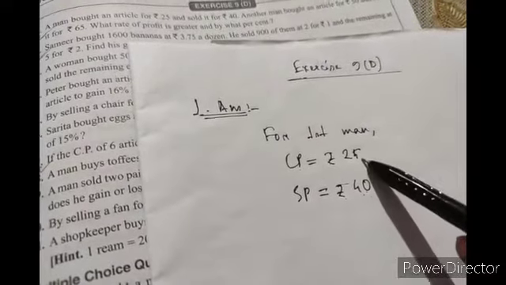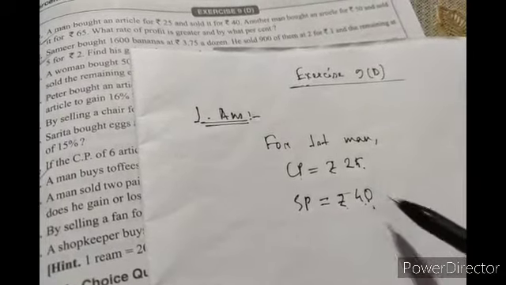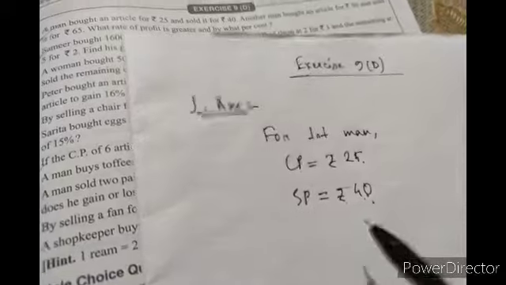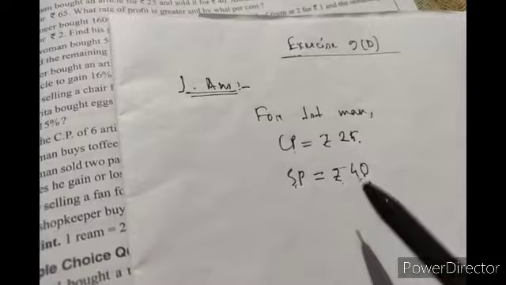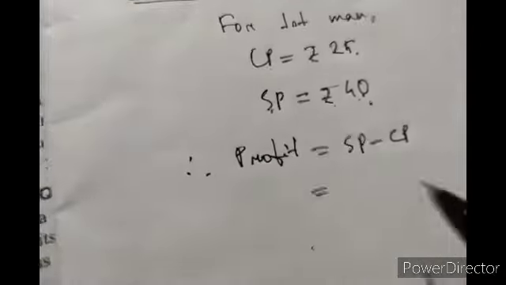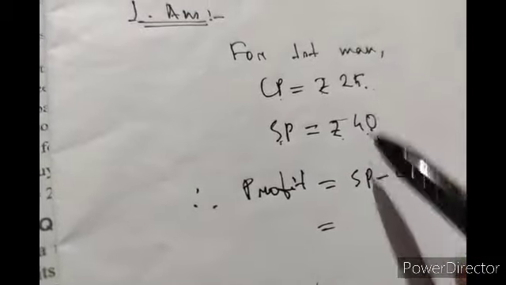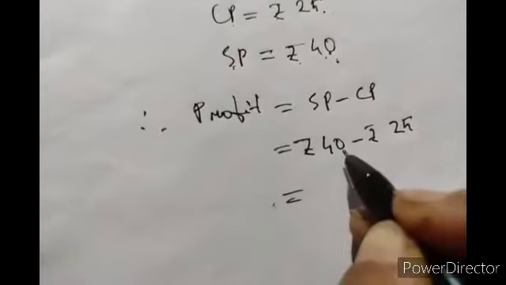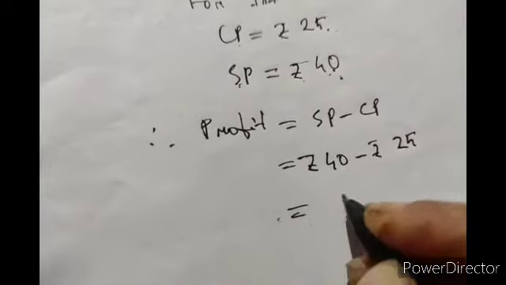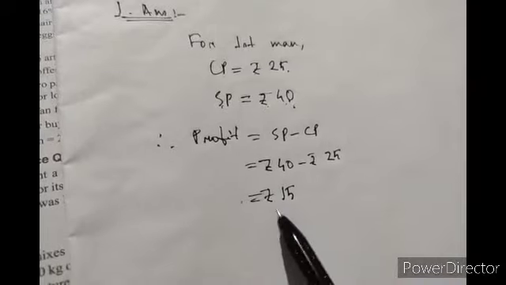Now tell me, 25 is more or 40 is more? In this case 40 is more than 25. That means selling price is more. If selling price is more, that means profit. Therefore profit is equal to selling price minus cost price. So we subtract the smaller number from the greater one. So rupees 40 minus rupees 25. 10 minus 5, 5. 3 minus 2, 1. Rupees 15. For the first man, profit earned is rupees 15.